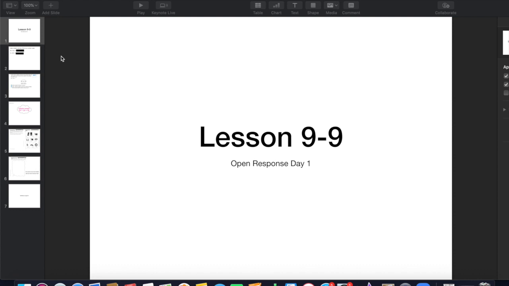Hi, second grade. Today we are working on lesson 9.9. This is day one of a 2-day open response question. You're going to need something to write on for the first part, then we're going to need our math journals for a math message, and then you're going to work on something from the printouts today.